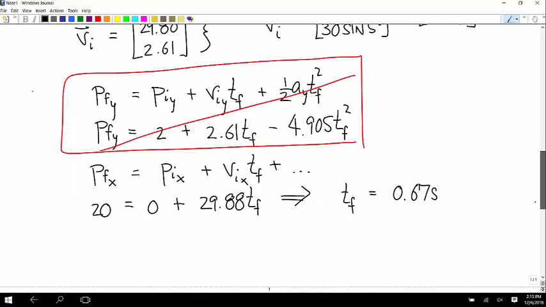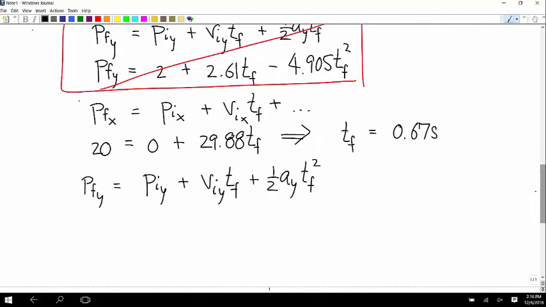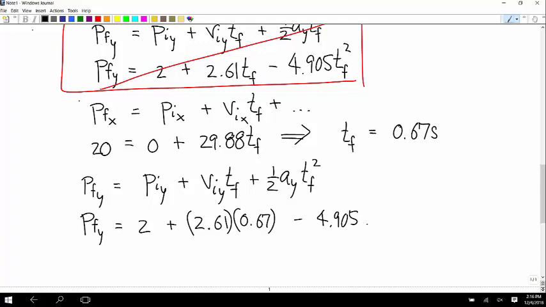And now that you know TF, now you can plug it into the other equation. PFY is equal to PIY plus VIY TF plus 1/2 AY TF squared. So PFY is equal to 2 plus 2.61 times 0.67 minus 4.905 times 0.67 squared. And you get about 1.55 meters.